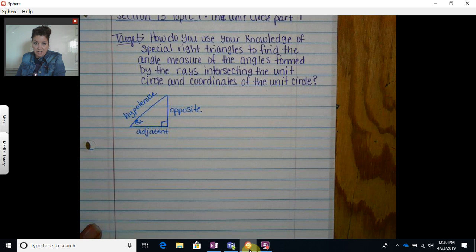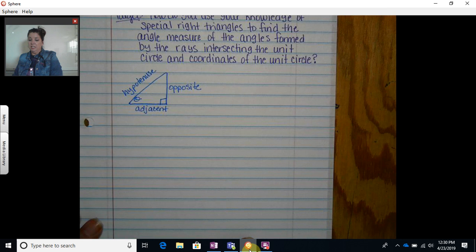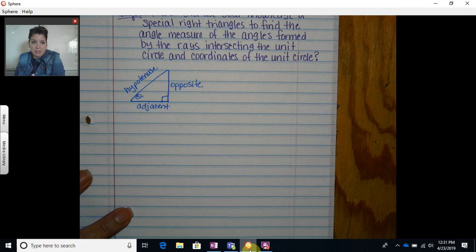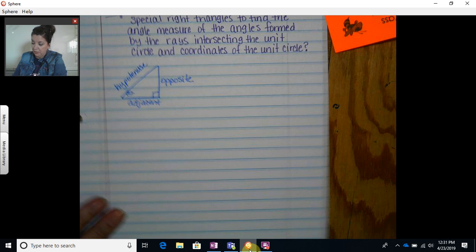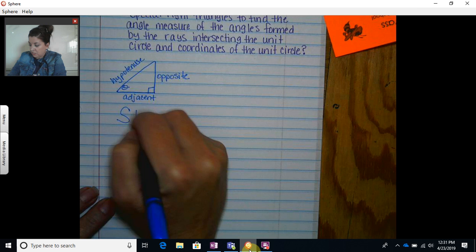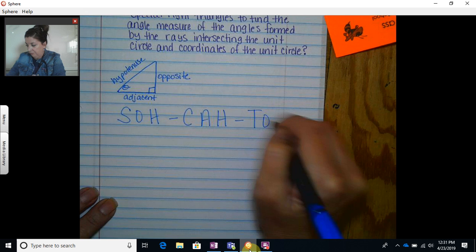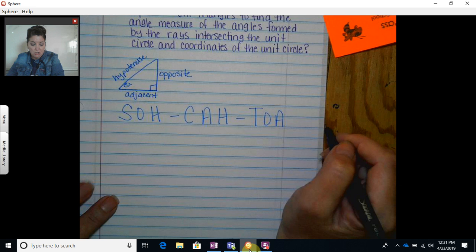And when we're talking about sine, cosine, and tangent, some teachers teach you how to remember it in different ways. But sine, cosine, and tangent are basically the ratios of the sides. How I remember it, and how I teach it, is by saying SOHCAHTOA. S-O-H is the SOH part, CAH is C-A-H, and TOA, which we're going to write down.